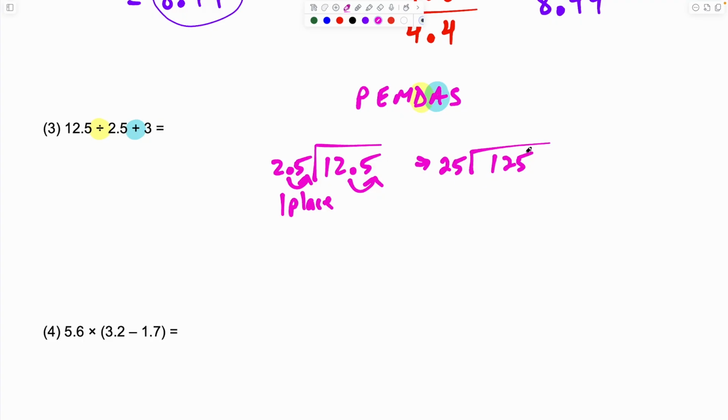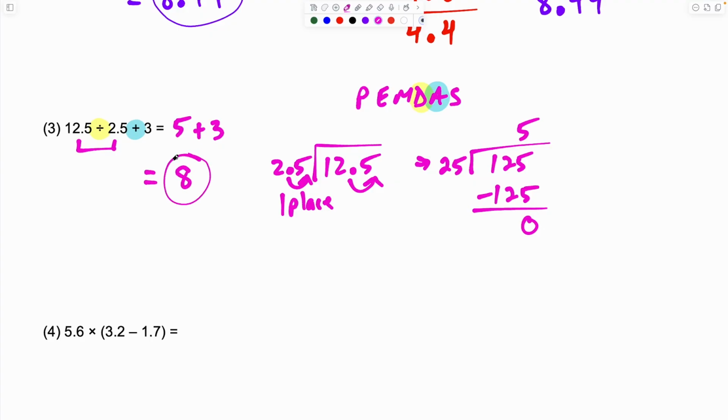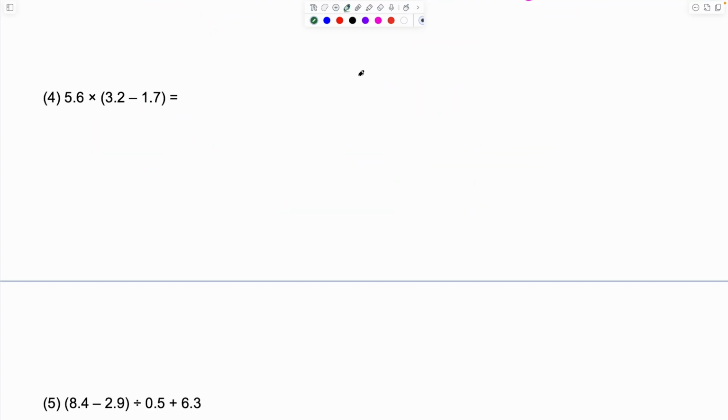And 25 goes into 125 5 times. 5 times 25 is 125. You subtract and you have no remainder. So this part simplifies to 5, and then the plus 3 at the end. Now we just simplify this. 5 plus 3 is 8, and that's our solution to 3. Question 4, we're going to use order of operations again, and this time we're dealing with parentheses.